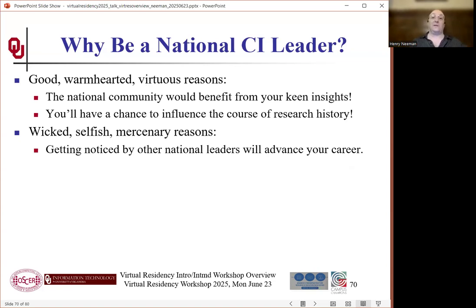So, be a national cyber infrastructure leader. Well, the good, warm-hearted, virtuous reasons: the national community could benefit from what you know that we don't, and you'll have a chance to influence the course of research history. And then, of course, the wicked, selfish, base, mercenary reason: getting noticed by other national leaders will advance your career. You will have more opportunities if you are visible out there, because people will say, oh, let's give this to Janet because Janet has been doing XYZ, so I'll bet she'd be great at ABC.